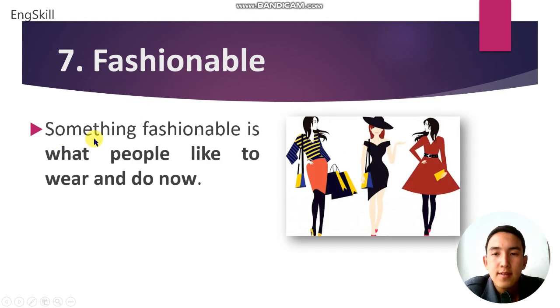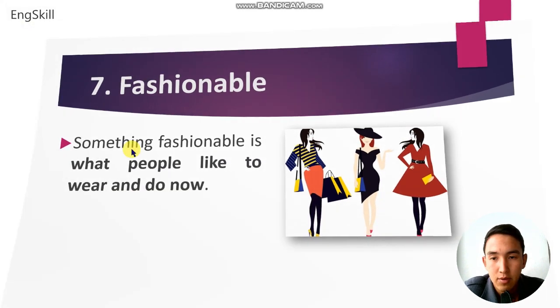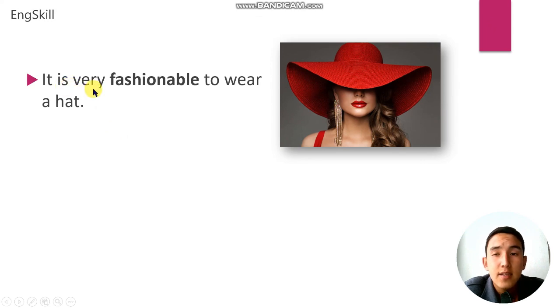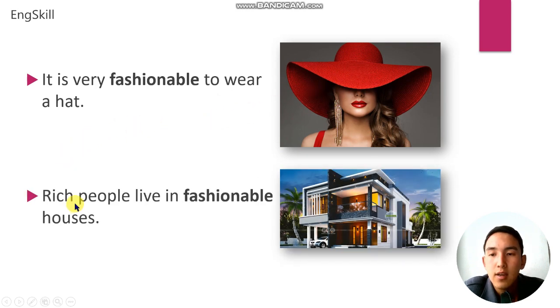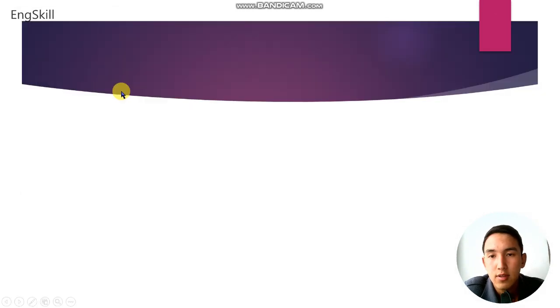Number 7 is fashionable. Something fashionable is what people like to wear and do now. For example, it is very fashionable to wear a hat. This is a hat, and it is very fashionable to wear a hat. Rich people live in fashionable houses. This is a fashionable house.